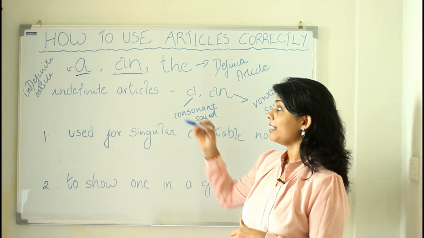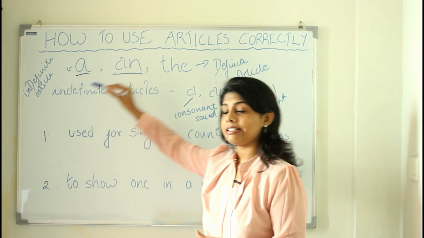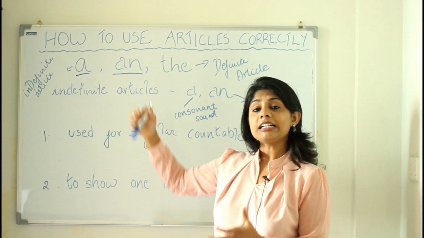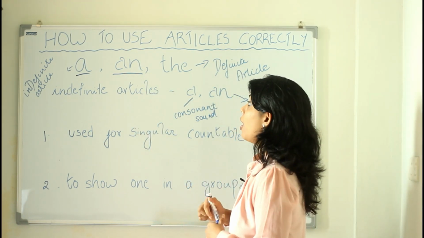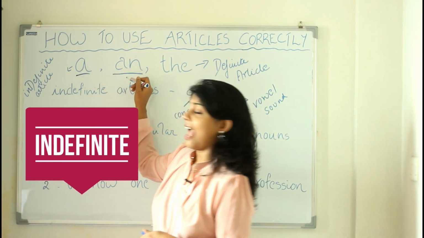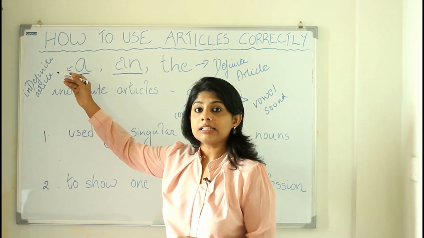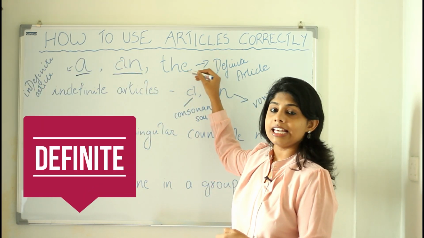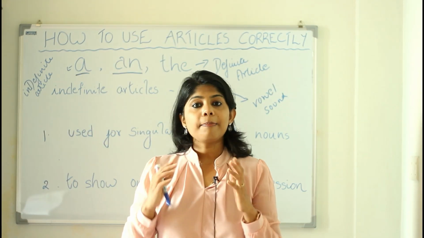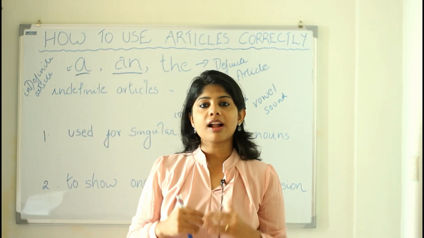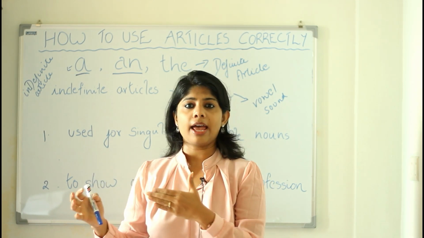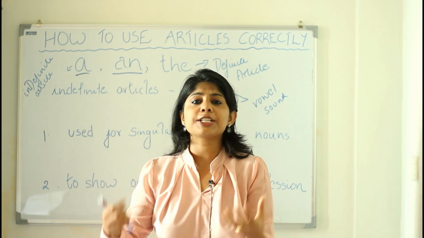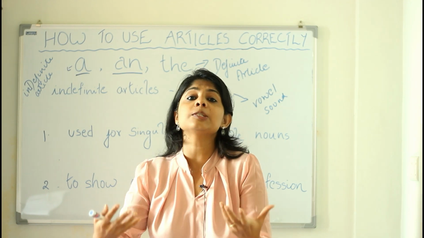Articles are divided firstly into indefinite articles and definite articles. Articles are used to introduce or refer to a noun. Now, a and an are the indefinite articles and the is the definite article. The main difference between a definite article and an indefinite article is that an indefinite article, a or an, is not used for any particular thing, not used for anything specific.